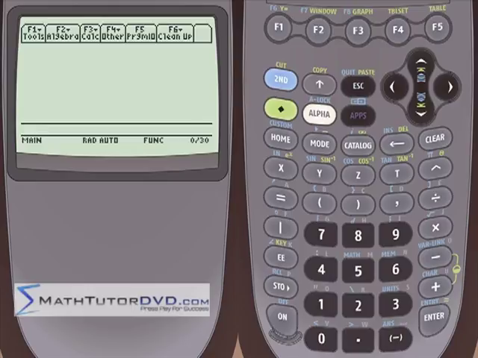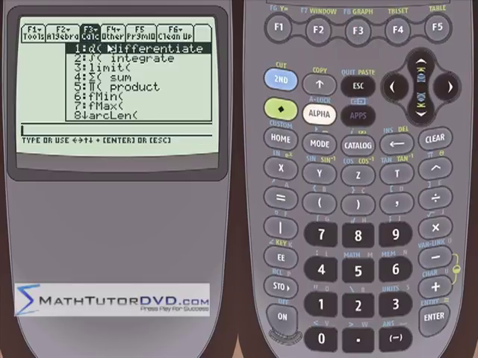In this section, we're going to tackle the topic of how to find the arc length of a curve using the function that's located in the F3 Calc menu here. So if you go down, you'll see we just did Fmin and Fmax. The next one is arc length.